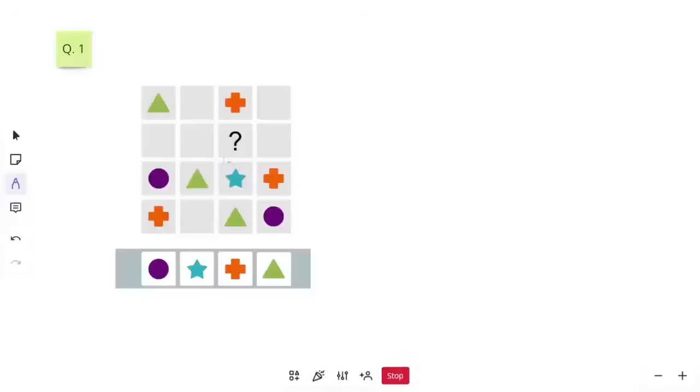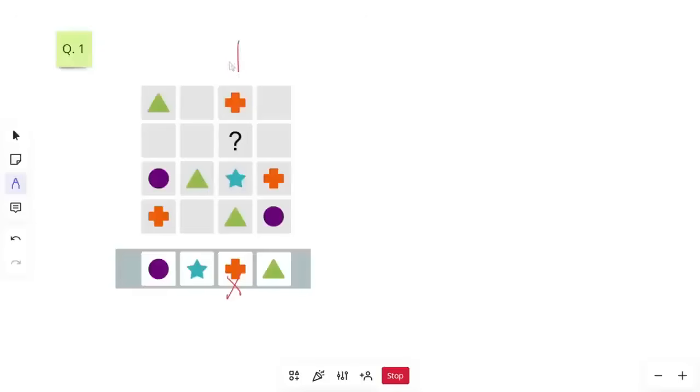Let's look at this question. We have a question mark in the second row, and we need to see which of these options will come in the place of the question mark. See, first of all, we have to eliminate all the ones which are there in the same row or same column. So plus is already there in this column, so plus cannot come twice. So definitely in the place of the question mark, plus cannot come. Similarly is the case with star also.